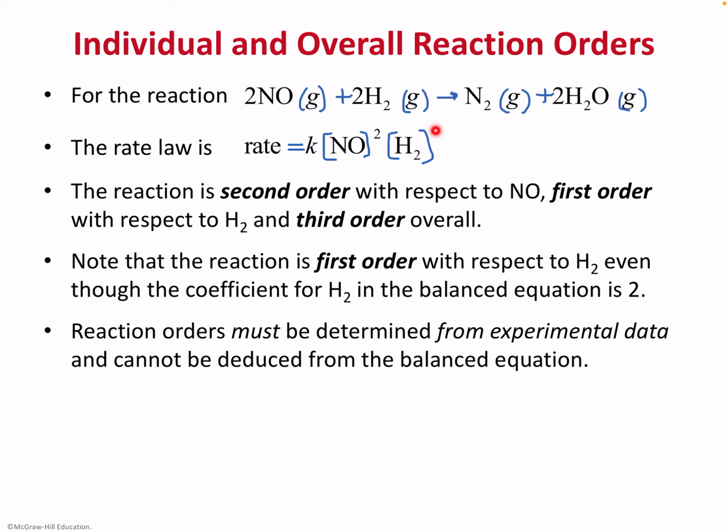Since it is 1, we normally don't write 1. But if it is 0th order, we normally don't write the concentration of hydrogen at all here. Now here 2 for nitrogen monoxide, first order for hydrogen, so it is third order overall. Individually second and first, and third order overall. Note the reaction is first order with respect to hydrogen even though the coefficient for hydrogen in the balanced equation is 2. Reaction orders must be determined from experimental data and cannot be deduced from the balanced equation.